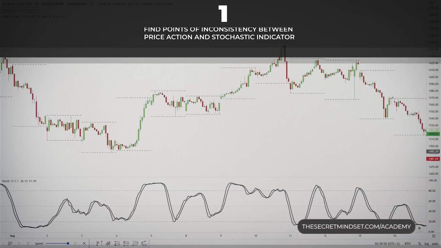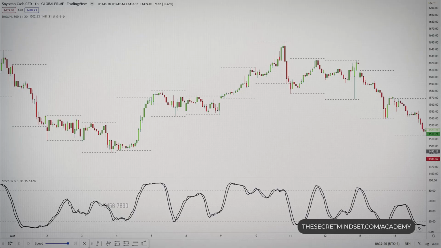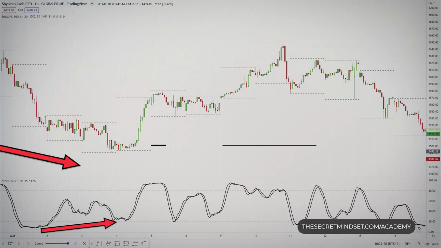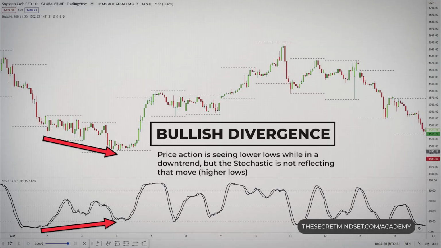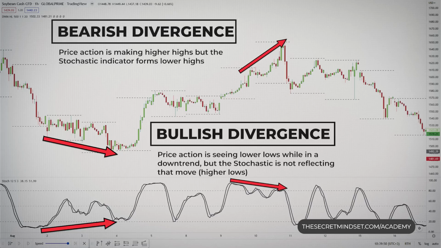The first step is to find points of inconsistency between price action and the stochastic indicator. This happens when the price action is seeing lower lows while in a downtrend, but the stochastic is not reflecting that move. This is called a bullish divergence. And when the price action is making higher highs, but the indicator remains firm on the changes and forms lower highs, you have a bearish divergence.